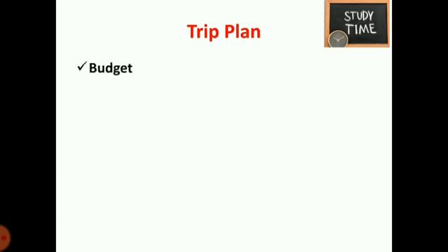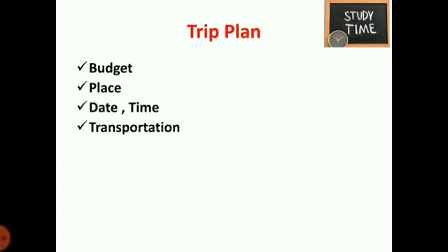First thing, you will plan for a budget. Based on the budget only, we will choose the place. Next comes date and time. So we'll fix one date and time. Then we'll discuss about transportation, whether to travel by road, water, air. So by which means of transport we are going to reach that place. Next is distance. We'll calculate the distance, traveling time and food arrangements.